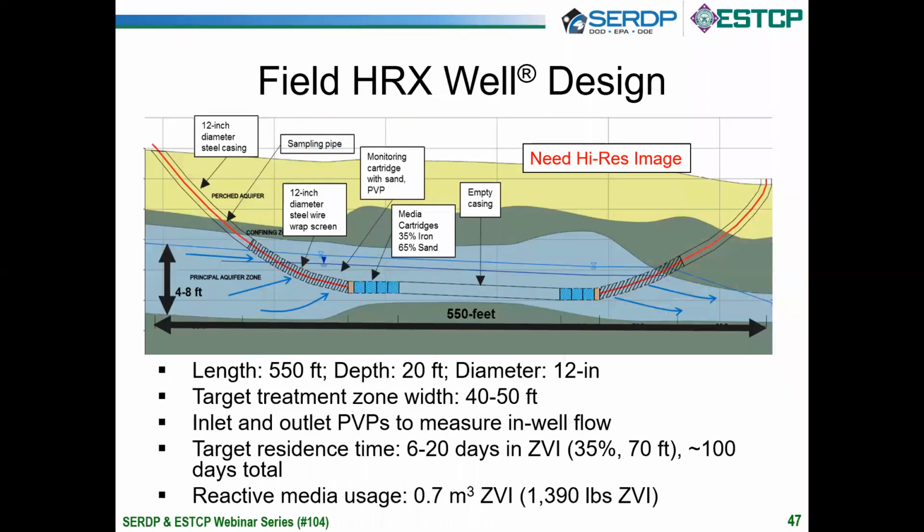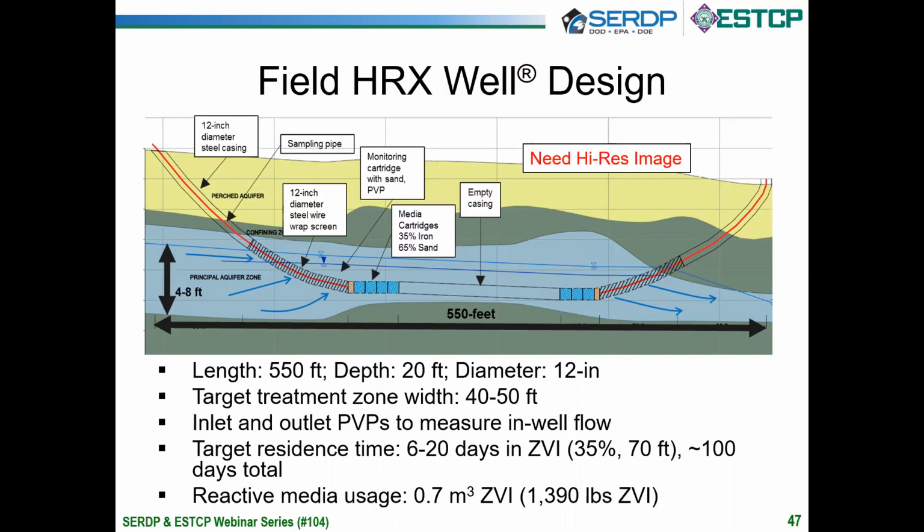This is a schematic of the actual HRX well that was deployed at Vandenberg. You can see again the aquifer thickness is about 4 to 8 feet. You can see the screen zone, flow left to right. There's that focusing. The total length of the well is about 550 feet at a depth of around 20 feet, a 12-inch diameter well. Based on the design modeling and the aquifer characteristics, our target treatment zone width was about 40 to 50 feet.